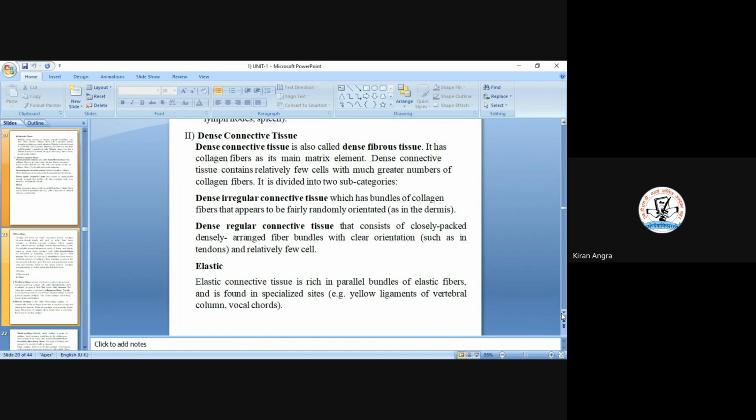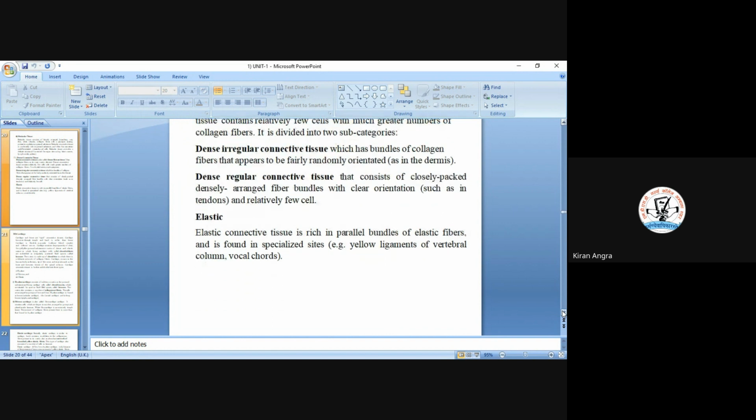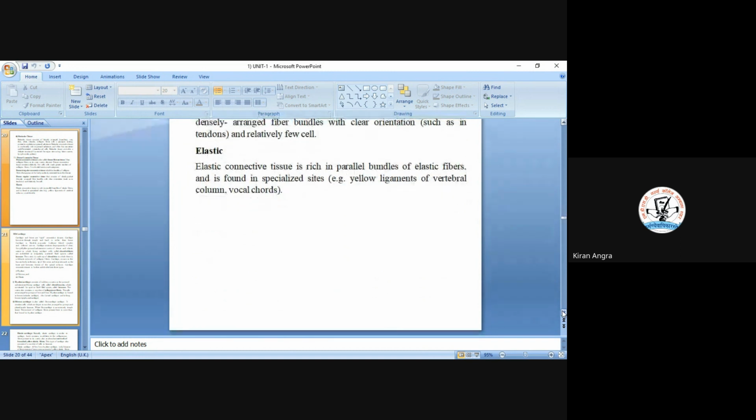The name suggests how they function, how the collagen fibers are arranged. Are they randomly oriented, or closely packed, or parallel bundles, depending upon their sizes. So the connective tissues I'm talking about are loose and dense, but you must be knowing your body has cartilage. This is a connective tissue. You have bone. It is a connective tissue. So let me first take cartilage.